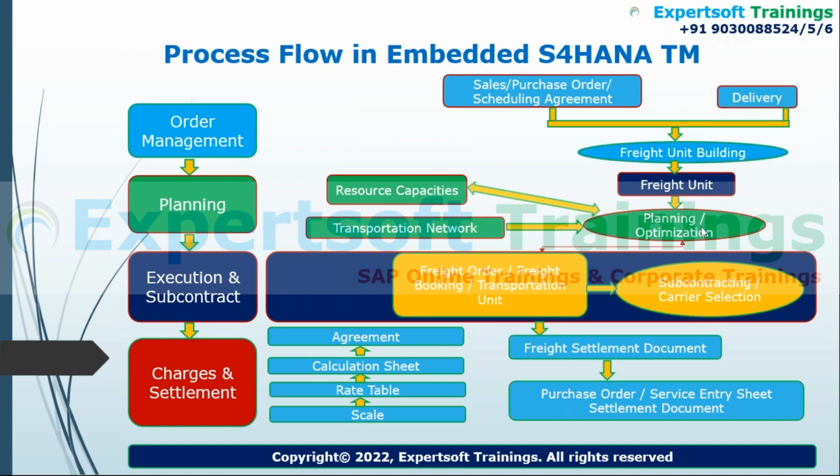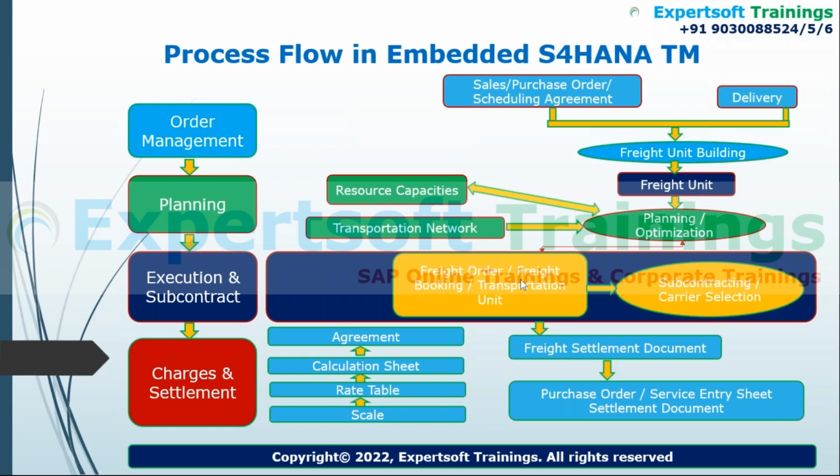But when I go for automatic planning, it's an engine. Automatic planning is an engine. The optimizer is an engine. That optimizer will select the most available truck resource automatically for the freight unit and will create the freight order. So that's all the planning is about.